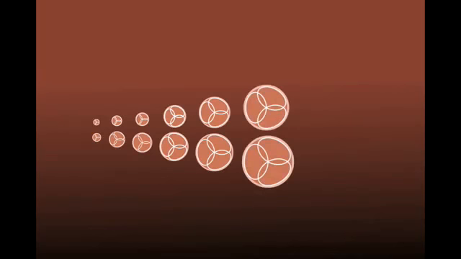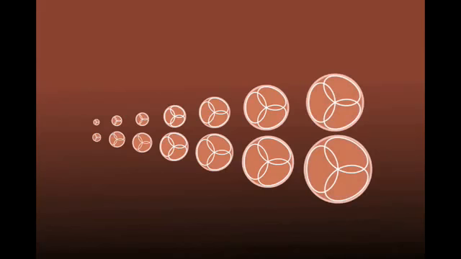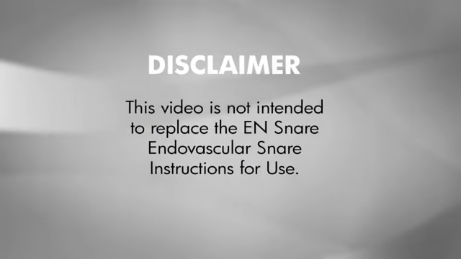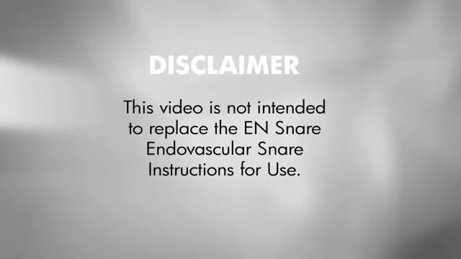Working snare diameters range from a minimum of 2 mm to a maximum of 45 mm. There are 4 components included in every Snare system: snare, snare catheter, introducer, and torque device. The Snare system is designed to accommodate a variety of endovascular procedures.